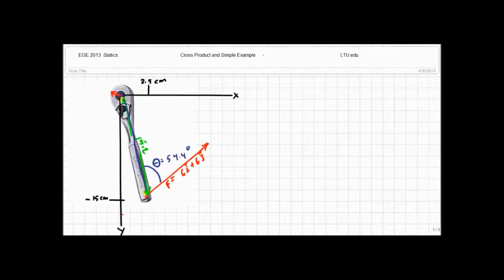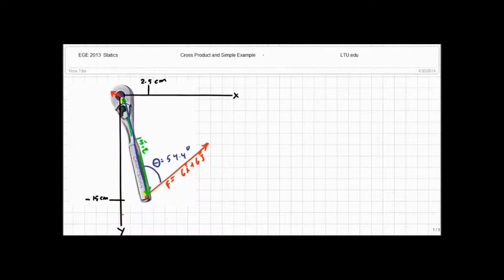And today's topic is going to be cross products, and we'll do a simple example. You've seen that wrench before, so we already know what the answer is in terms of the moment about the center of that wrench there. So we can try using this cross product method to see if we get the same results and show how much easier that can be, even on a simple thing.